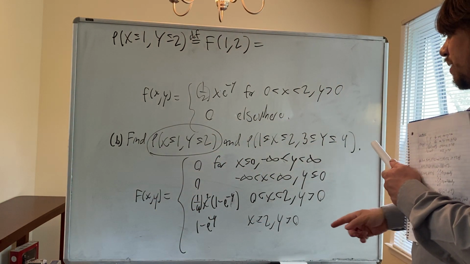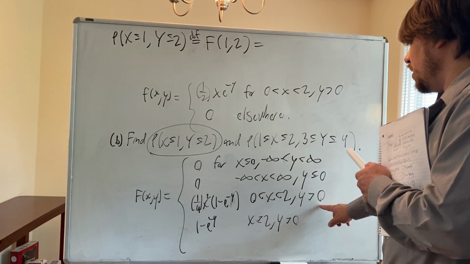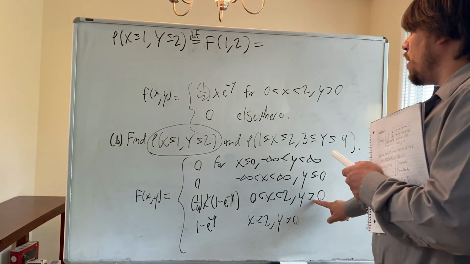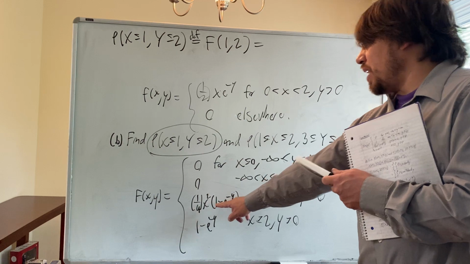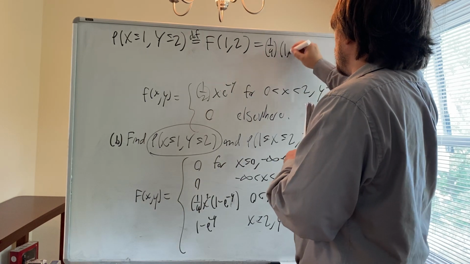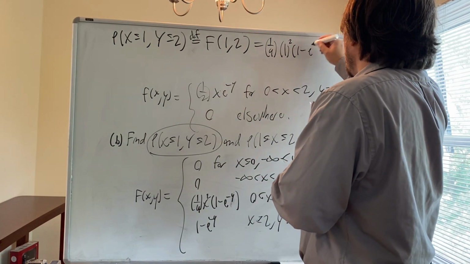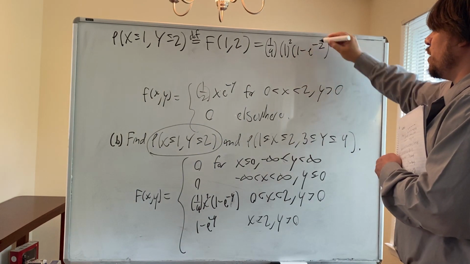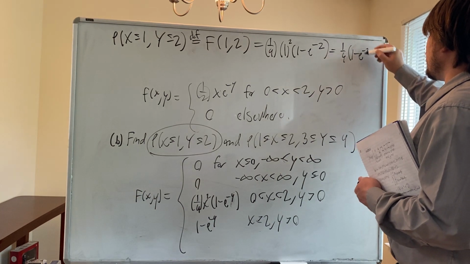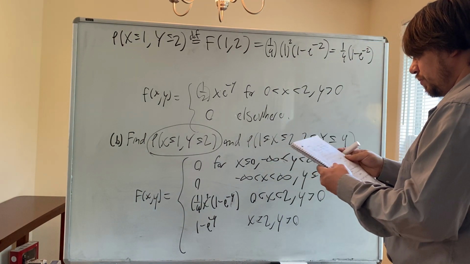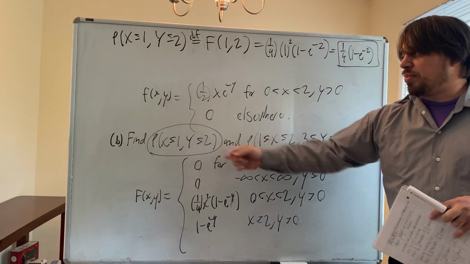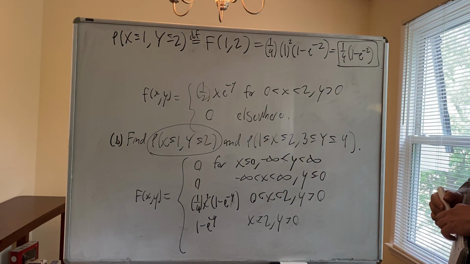So when x is 1 and y is 2, that's here. And so it's here because x is between 0 and 2, and y is positive. And so here it says that capital F of x comma y is that. So it's 1/4 times the x value squared. So it's 1 squared times 1 minus e to the negative the y value, which is 2. And so what you get is that this is equal to 1/4 times 1 minus e to the negative 2. Okay, and you can leave the answer like that. And so that is finding the probability that x is less or equal to 1 and y is less or equal to 2.